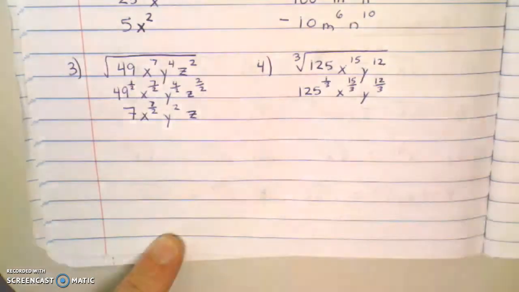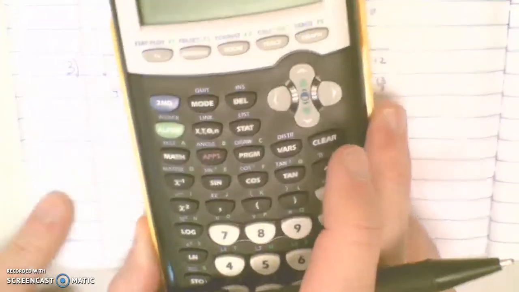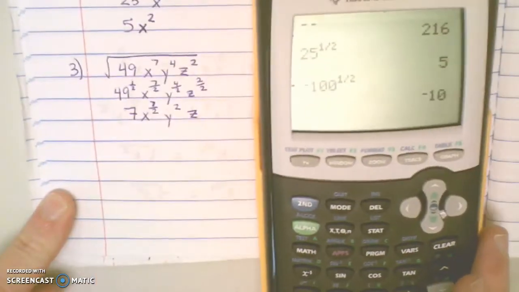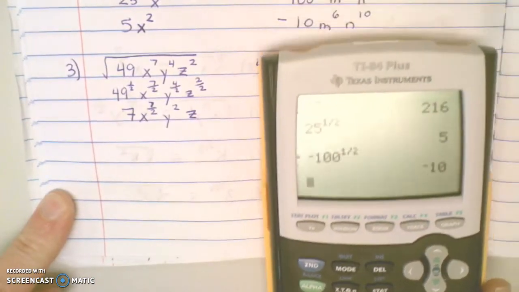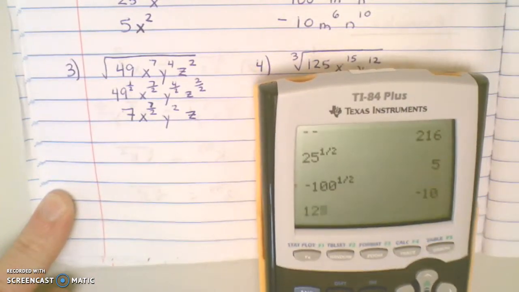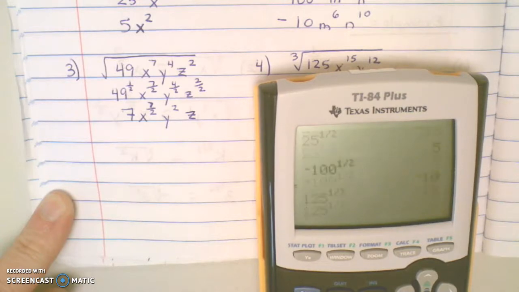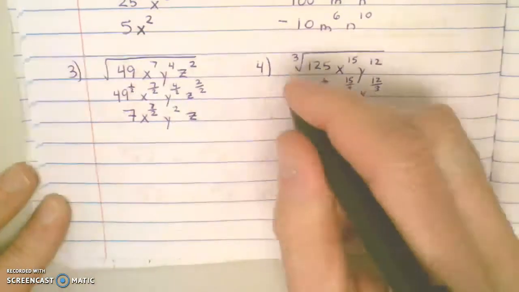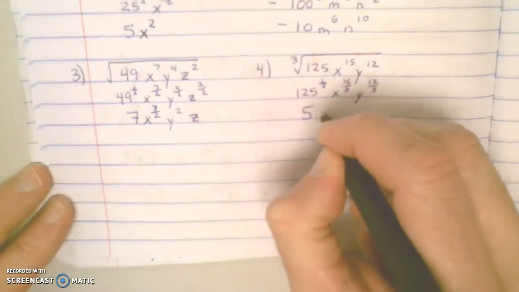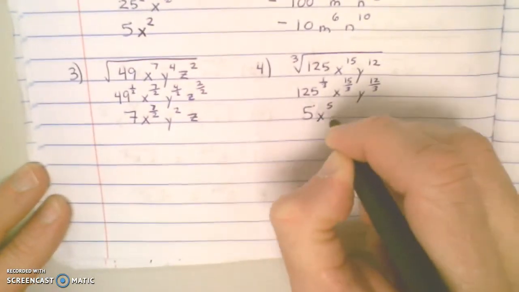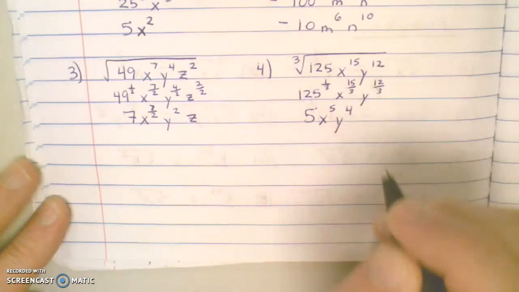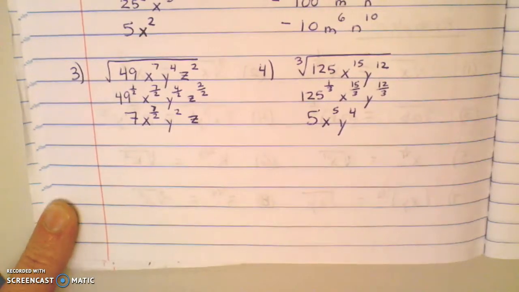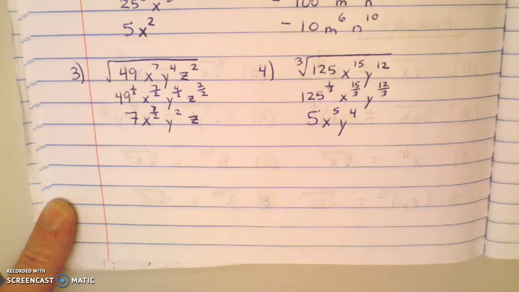So 125 to the 1/3, if you use your calculator, is 5, because the cube root of 125 is 5. 15 divided by 3 is 5, and 12 divided by 3 is 4. So my simplified answer there is 5x to the 5th, y to the 4th.